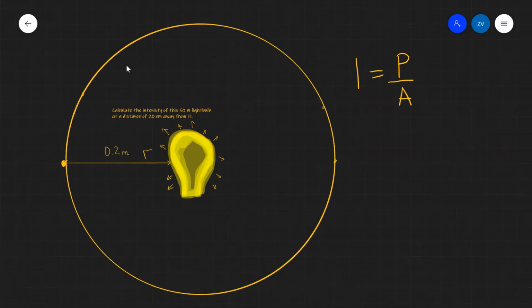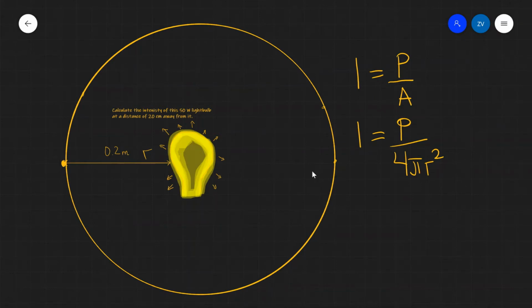Now, because we are actually dealing with a sphere around our point light source, we can say that the surface area is equal to the surface area of a sphere. So this means that the intensity will be equal to the power transmitted divided by 4 pi r squared. Remember, 4 pi r squared is equal to the cross-sectional area of a sphere.